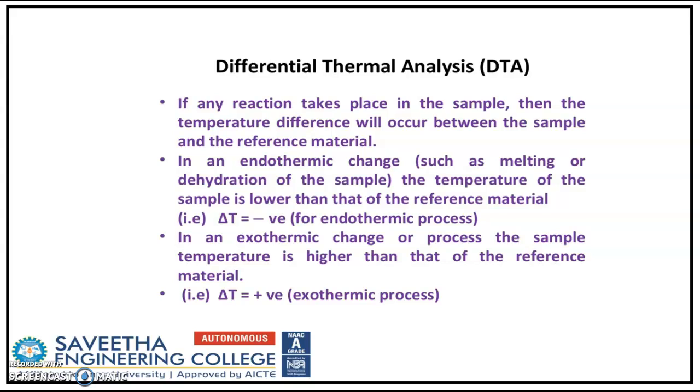If any reaction takes place in the sample, a temperature difference will occur between the sample material and the reference material. If it is an endothermic change, the processes involved are melting or dehydration. We know for an endothermic change, delta T is negative. So if a change is an exothermic process, the sample temperature is higher than that of the reference material, where delta T is positive.